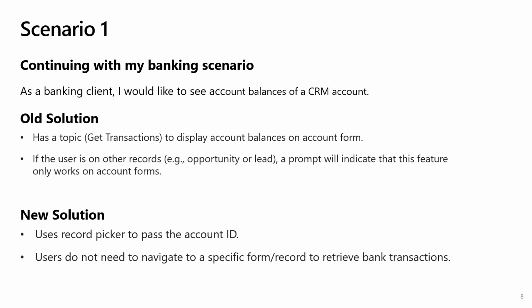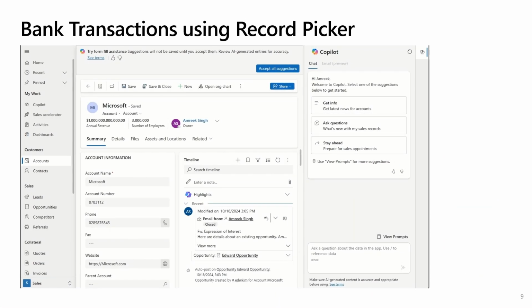Continuing with my banking scenario from session 1. In session 1, we created a topic, get transactions, to display the account balances or transactions for a specific account on the account form. In the new solution, we're going to use the Record Picker so you can run this topic from anywhere or from any screen, even on the landing page in your sales app or your model-driven app. Let's see this in action.